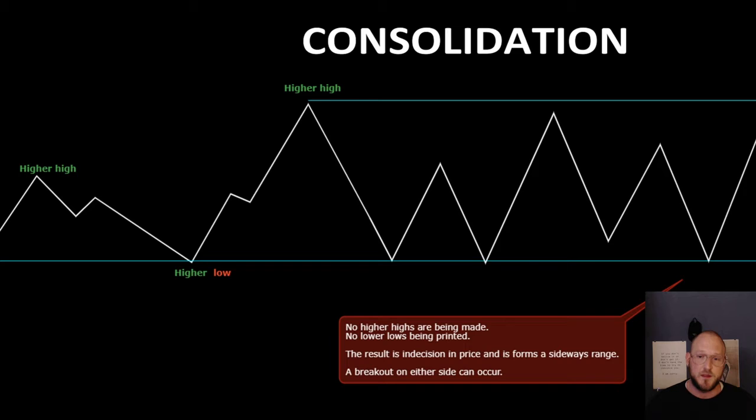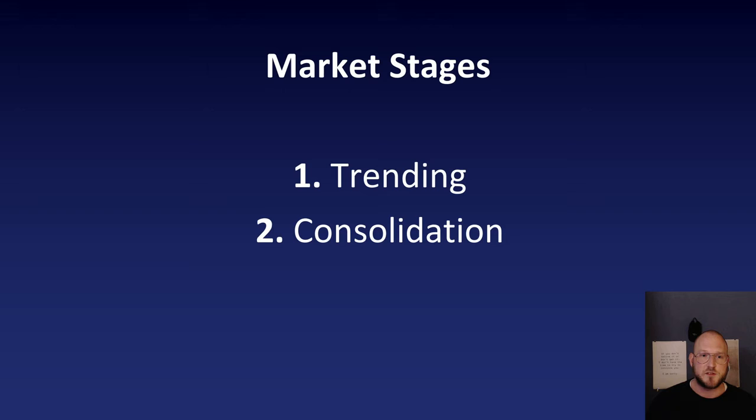Moving on, when the market fails to make new highs in an uptrend or new lows in a downtrend, we can say that the market is in a stage of consolidation. This is something that from now on I will refer to as stage two. So just to summarize that, stage number one is when I refer to either an uptrend or a downtrend, in other words, a trending market, and stage two is what I'm going to refer to as consolidation.